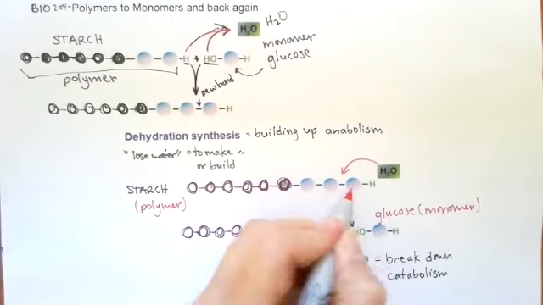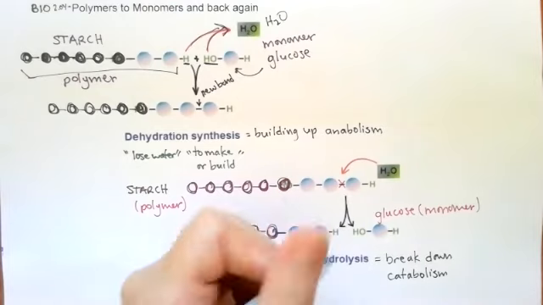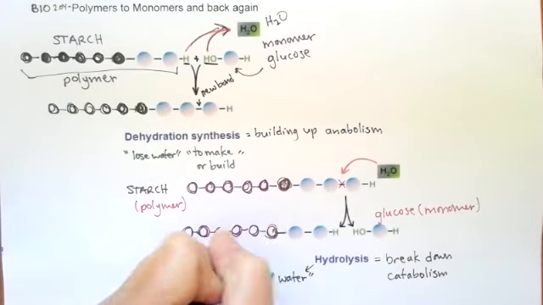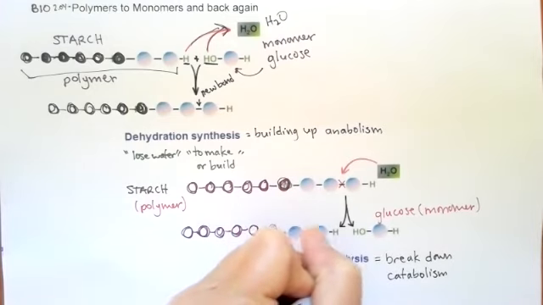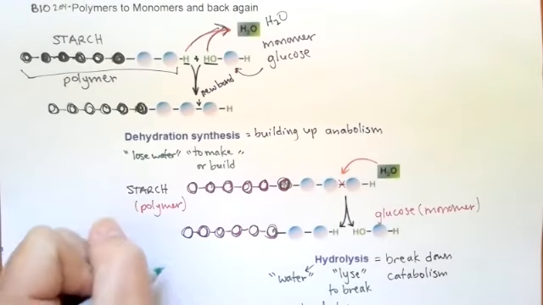So in order to get this guy free, I have to crack that bond. We break the bonds through a process called hydrolysis. Hydro means water. And if you haven't had the word lyse yet in your vocab, you will soon. Lyse means to break. So we break bonds with water. We break bonds by adding water.